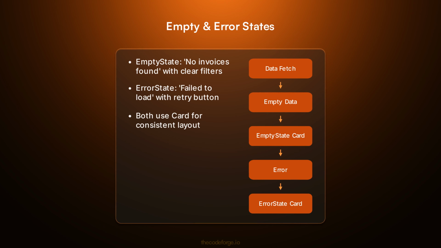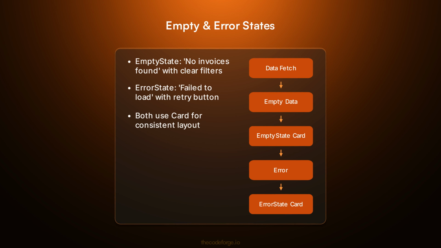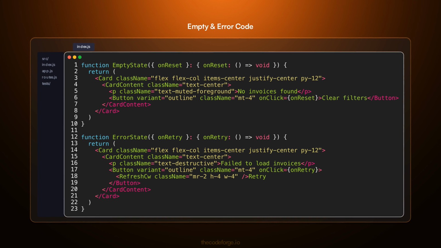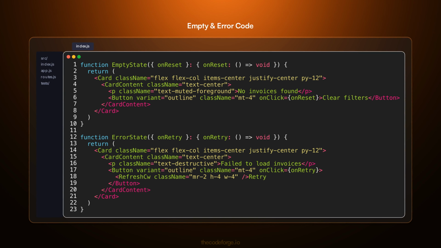We also handle empty and error states. Empty state shows a message and a clear filters button. Error state shows a retry button. Both use the card component for visual consistency. Both components accept callbacks. OnReset clears filters, OnRetry triggers a refetch. They're simple but critical for good UX.